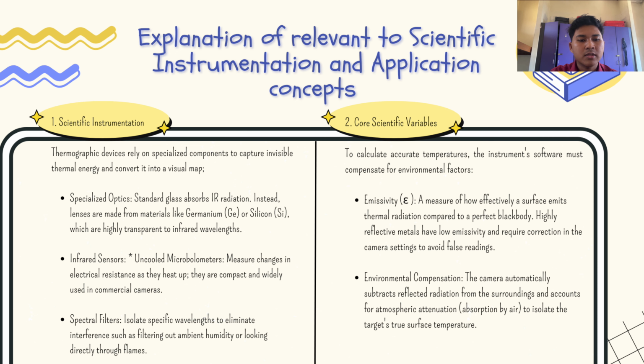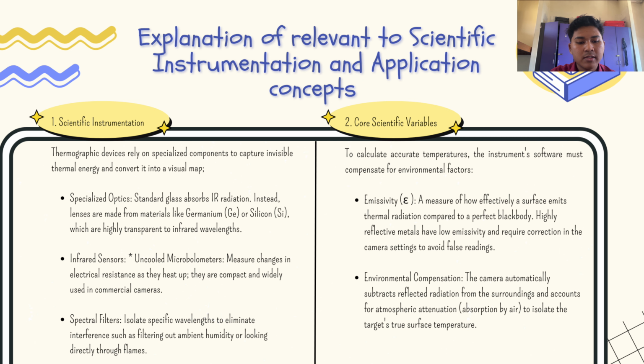The second point is core scientific variables. To calculate accurate temperatures, the instrument's software must compensate for environmental factors. The first one is emissivity, a measure of how effectively a surface emits thermal radiation compared to a perfect black body. Highly reflective metals have low emissivity and require correction in the camera settings to avoid false readings.